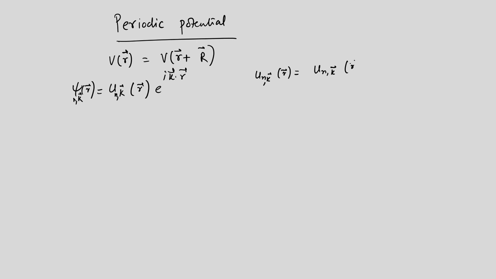And so this is like r plus R. And this goes by the name Bloch's theorem. But this is only half the problem. We need to also know about the energy eigenvalues for these periodic potentials. And we can know it in a number of ways.